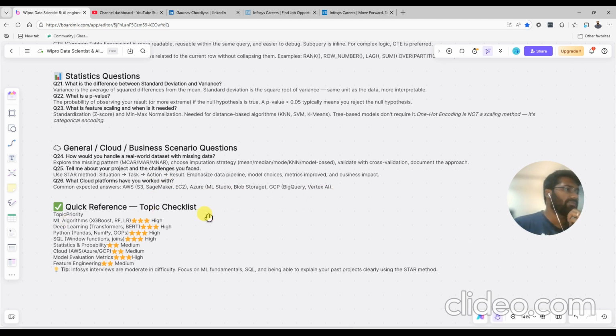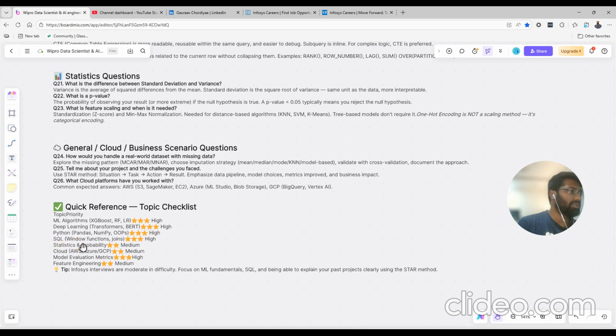Now, quick reference and topic checklist. Priority wise, you should go with the ML algorithms: XGBoost, random forest, logistic regression. These are the highly asked models, and you should prepare every single thing about them. Very high priority, you will get questions around it. Deep learning, transformer models or BERT, very high chances you will get a question around it. Python libraries like pandas, numpy, and OOPs related questions are also very high priority.